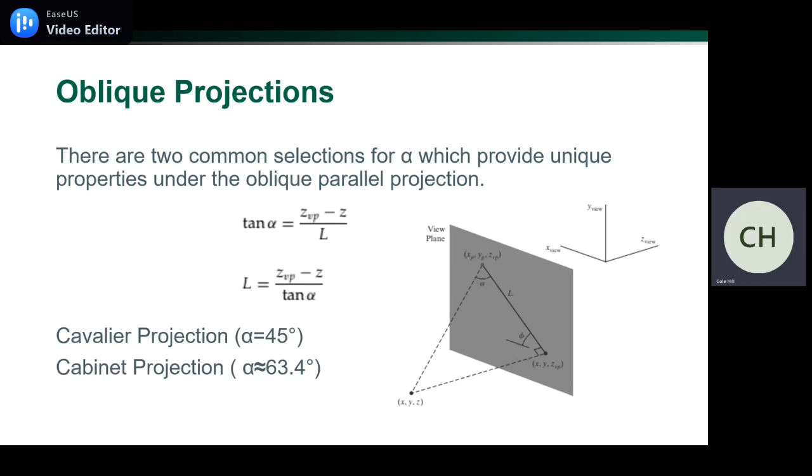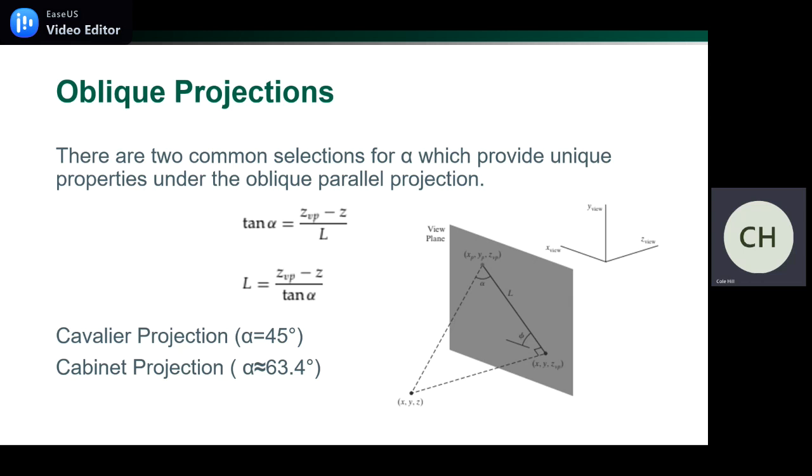Now, there are two common selections for alpha which provide unique properties under the oblique parallel projection. That would be the Cavalier projection, alpha equal to 45 degrees, and the cabinet projection, alpha equal to about 63.4 degrees. The Cavalier projection is going to preserve the lengths on all lines that are parallel to the viewing plane, and the cabinet projection is going to divide all lengths by half.